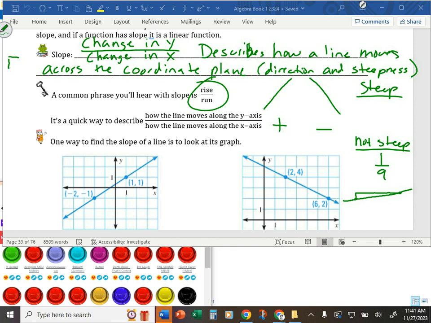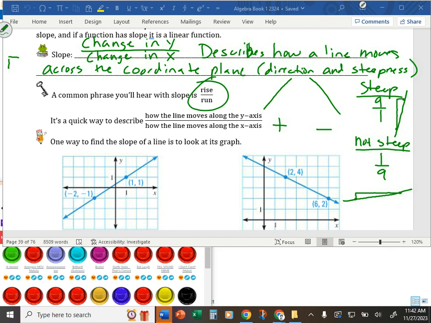9 over 1 would be steep. In a slope of 9 over 1, you are starting and you're going up 9 and over 1. That is a steep line there, right? So how far apart your rise and your run are determines the steepness of it. If your rise is much bigger than your run, it's going to be steep. If your run is much bigger than your rise, it will not be steep. Okay?